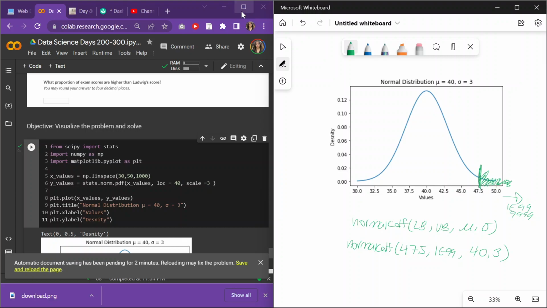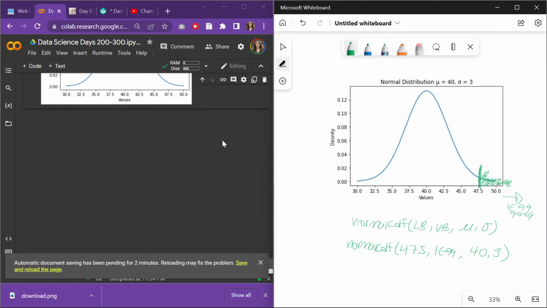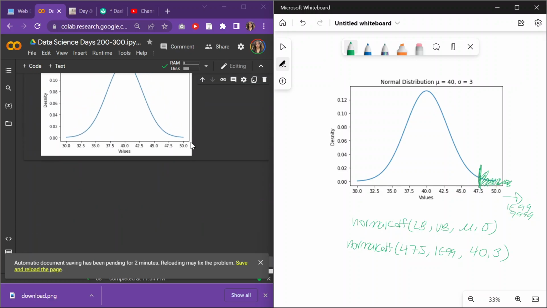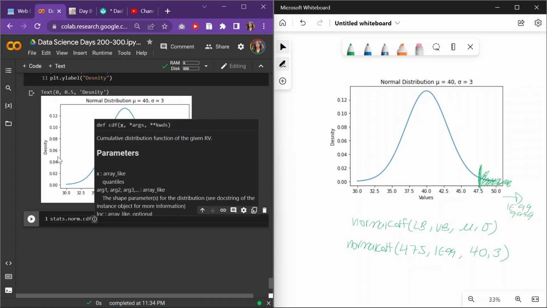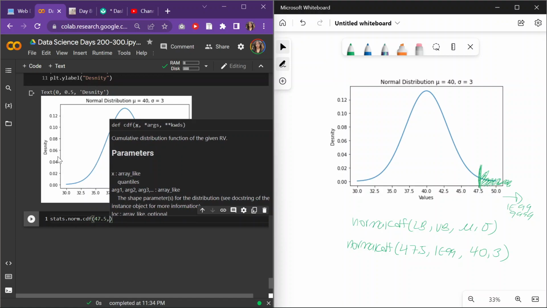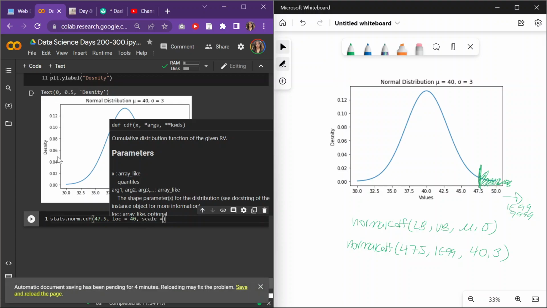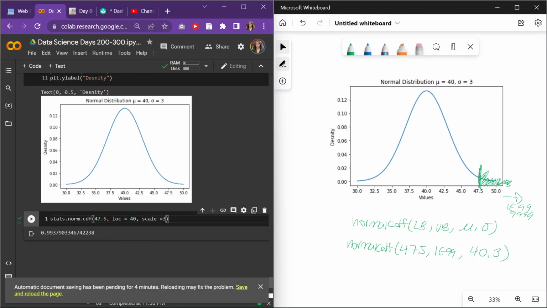So if we go down here, we could do stats.norm.cdf, and I believe we take our 47.5, we don't take our 1e99, we take our location, let's see if this works, I haven't tried this in a while, location of 40, and scale of 3, let's see if that gives us anything.